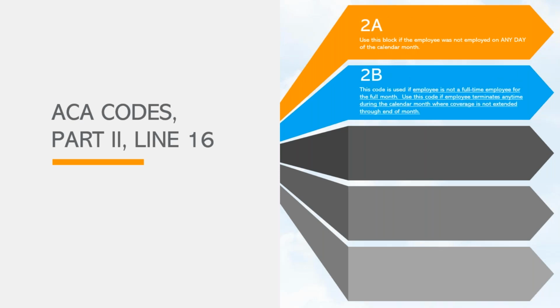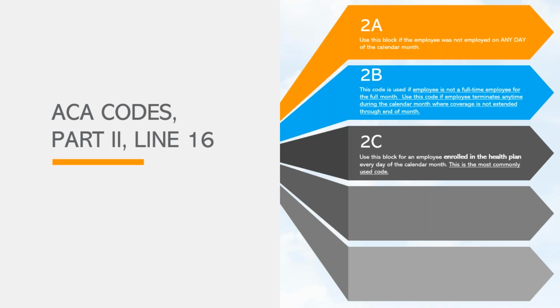2B is used if the employee is not full-time for the full month. So if the employee terminates anytime during the calendar month where coverage is not extended through the end of the month, their last month of coverage would have them labeled as 2B, even though they may have been enrolled in the partial month. You would also use this if the person is part-time and then goes to full-time, because at part-time, they're not eligible.